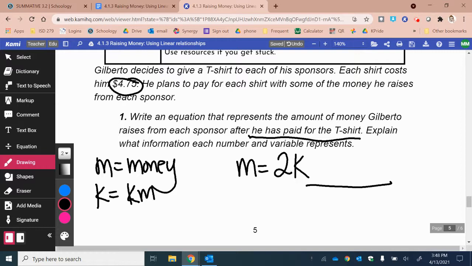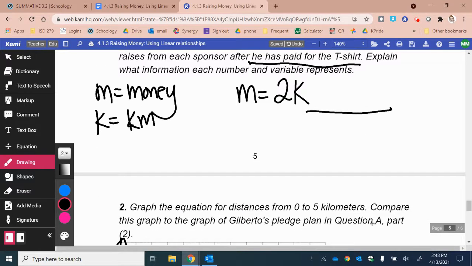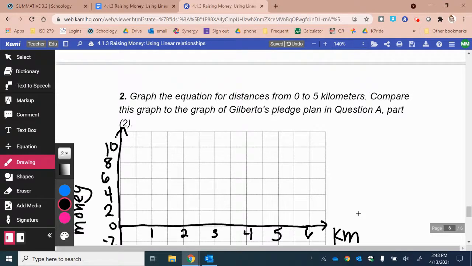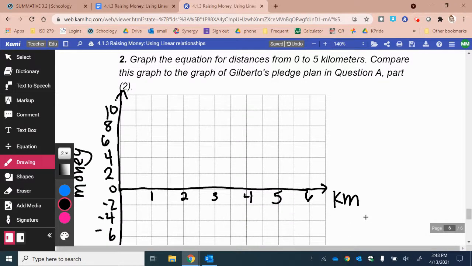I'm going to let you fill in the rest of that, and then talk about number 2. So you can pause here, try to fill that in, because you won't be able to go on to number 2 without filling that in. So in number 2, you're going to graph the equation for the distances from 0 to 5 kilometers, and you're going to compare this graph to the graph of Gilberto's pledge plan in question A.